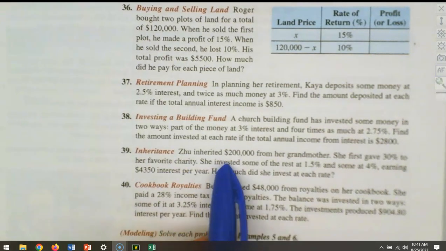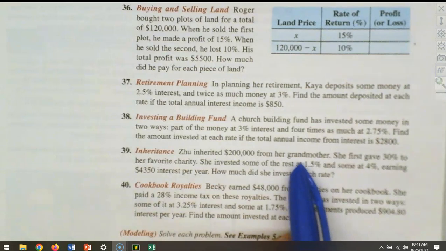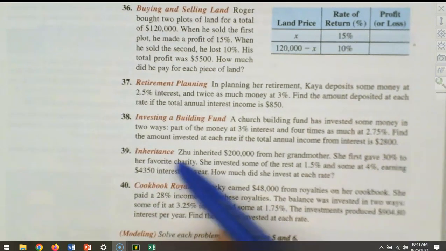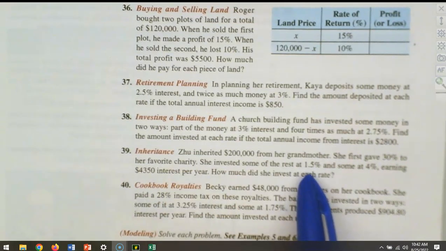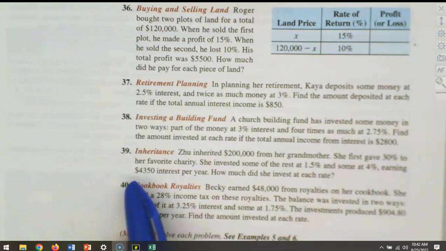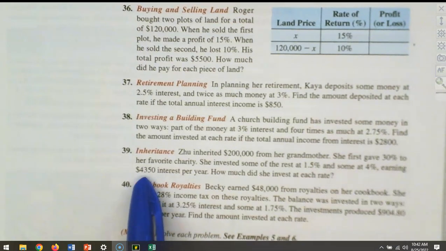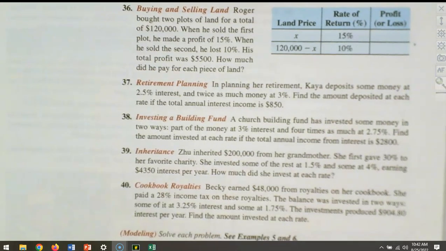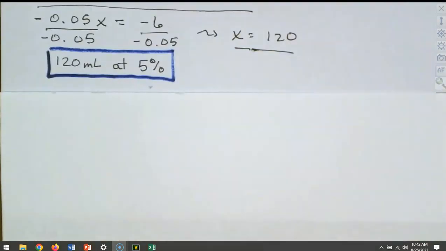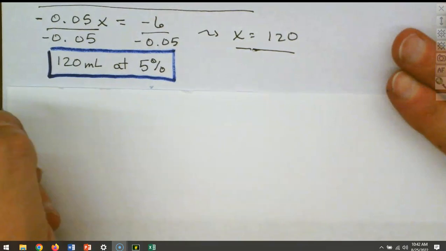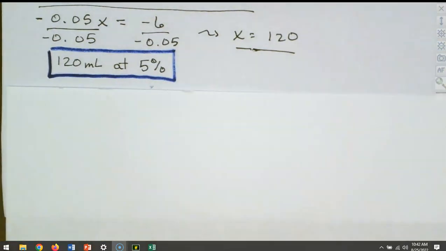Zuhu inherited $200,000 from her grandmother, and she gave 30% to her favorite charity. And then she invested some at 1.5% and some at 4%, and she earned $4,350 per year. And we want to know how much she got at each rate. So what we're going to do is set this one up the exact same way that we would have set up the mixture questions, except instead of having containers, we're going to use dollar signs to represent the money.